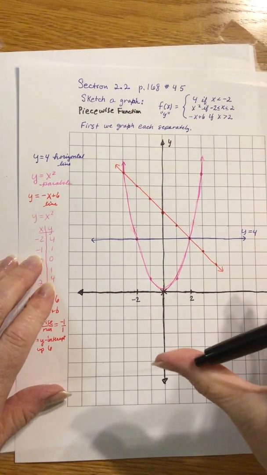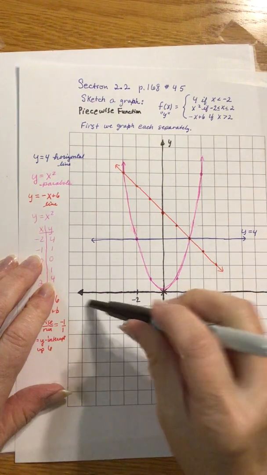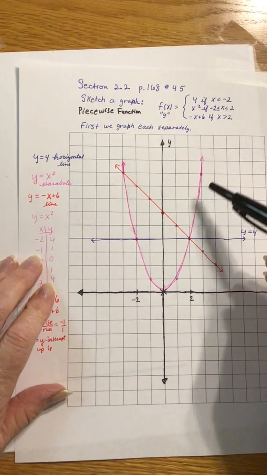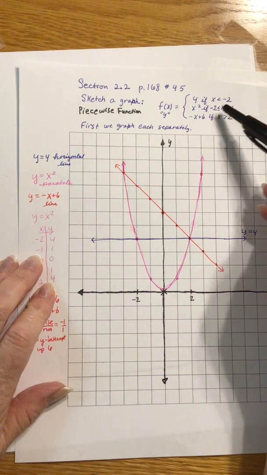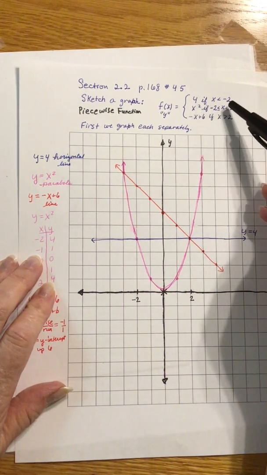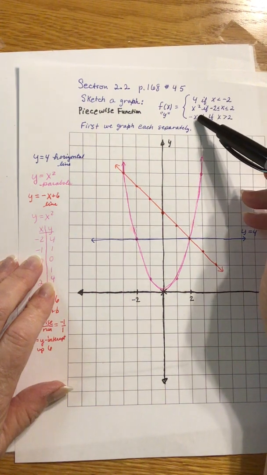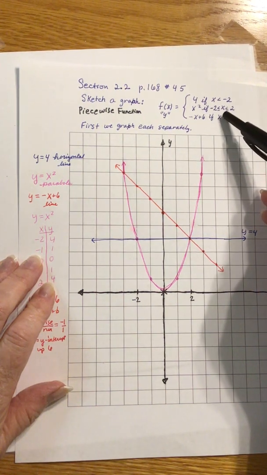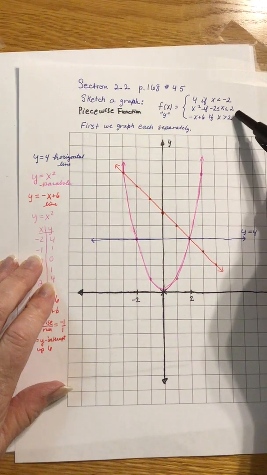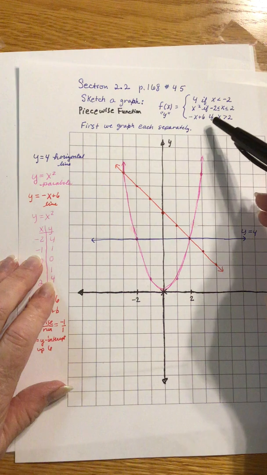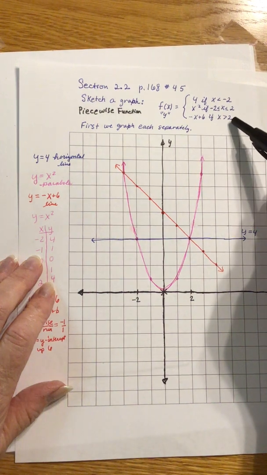Okay, what a piecewise function does is it takes the domain, the x value, and it breaks it up into parts. So the first part says that f of x equals 4 if x is less than negative 2. And f of x equals x squared if x is between negative 2 and 2, including negative 2 and 2. And it's equal to negative x plus 6 if x is greater than 2.